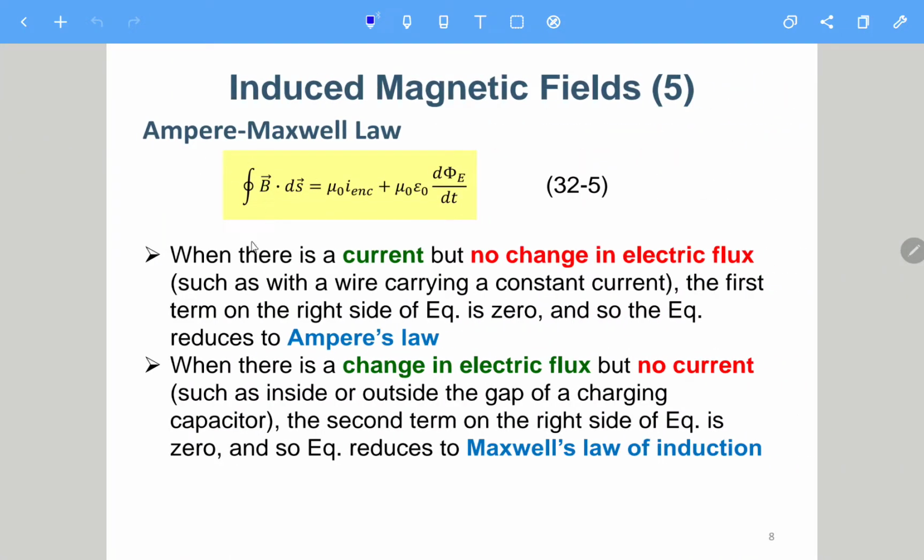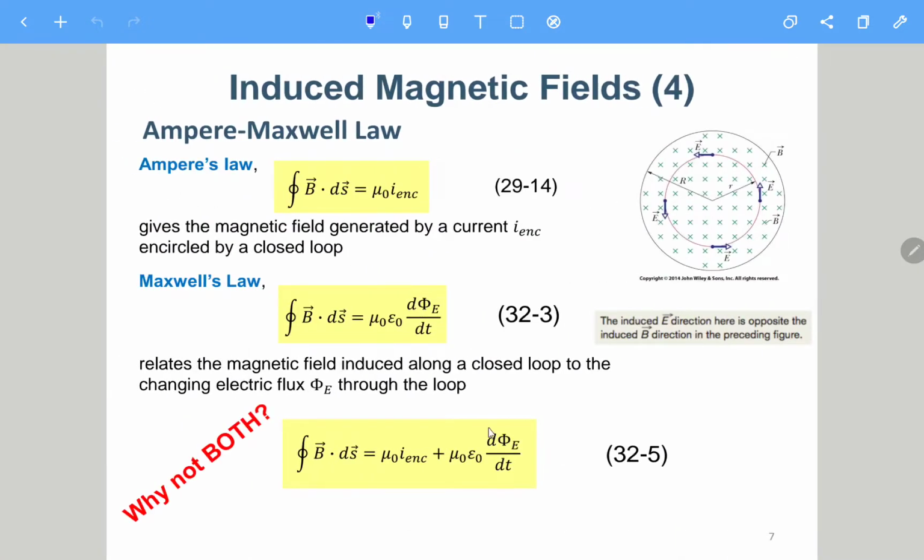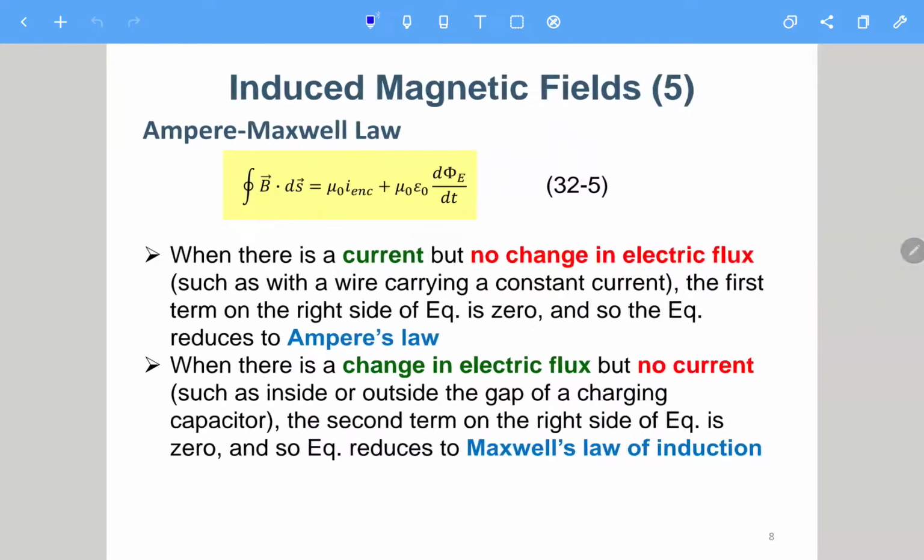So when there is a current, now we don't need to worry about which one we should refer to. We can just put them out, and then we consider which one is zero, which one is non-zero, or maybe sometimes both of them are non-zero. So that's why it's better for us to put both terms out.